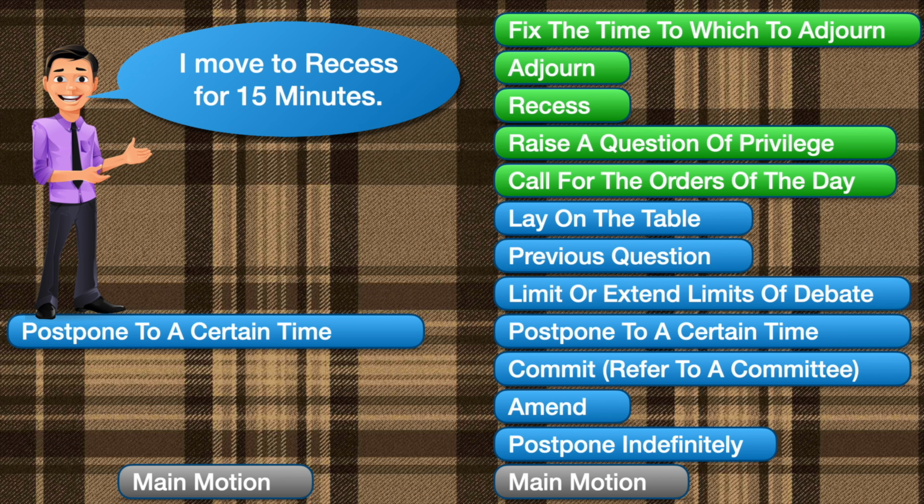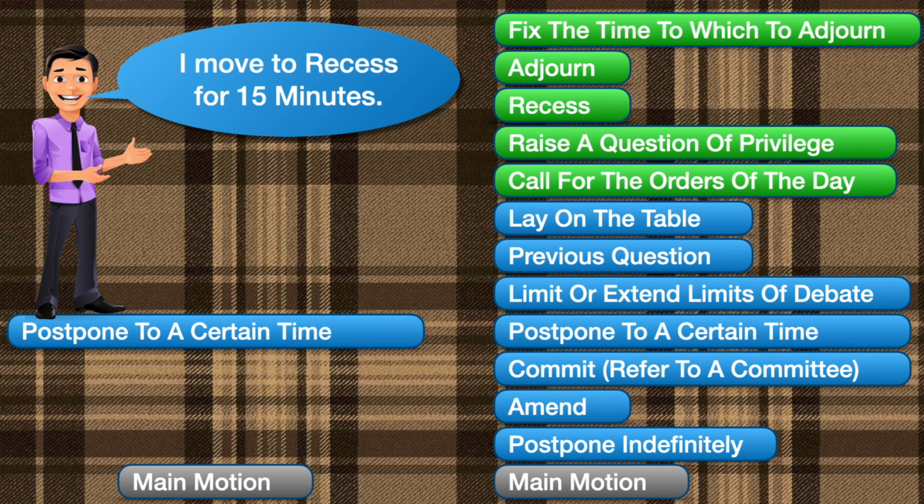So which is it, and how do we know? Well, to determine whether a ranking motion is in order while another is pending, we can simply refer to the list of ranking motions. The determining factor will be the relationship between the immediately pending motion, which is the motion to postpone to a certain time, and the motion that is being made by the member, which in this case is the motion to recess. Now, it should be noted that the main motion is also pending at this time, but it is not the immediately pending motion. The immediately pending motion is the one that's stacked on top.